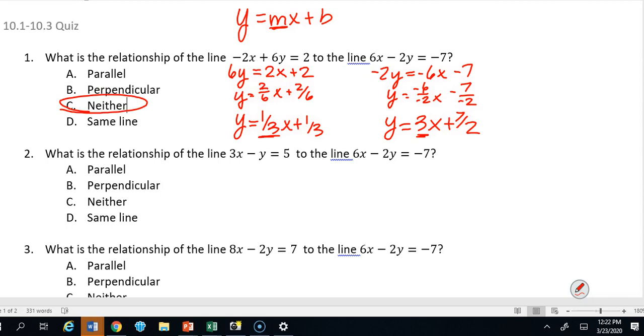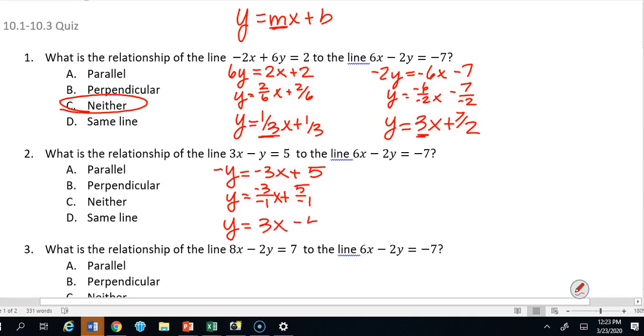All right, so number 2 says, what is the relationship of this line? So once again, we're going to move the 3x to the other side. So negative y equals negative 3x plus 5. I'm going to divide everything by negative 1 this time. So y is equal to negative 3 divided by negative 1, x, plus 5 divided by negative 1. So when we do simplify this, we're going to get 3x minus 5.